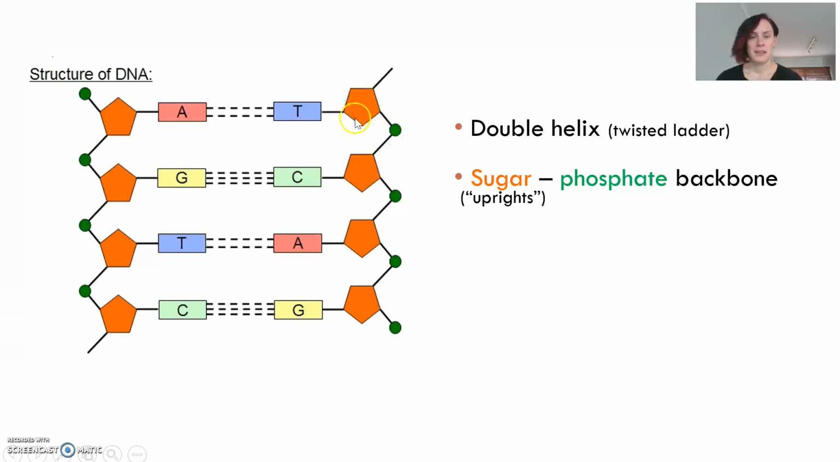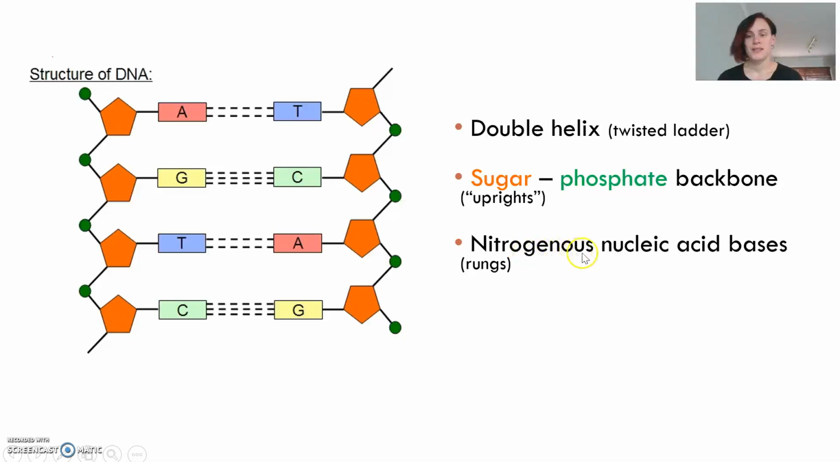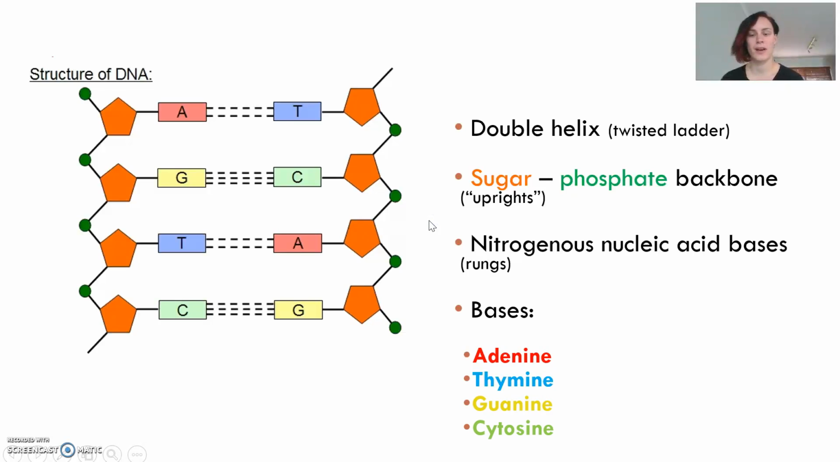You can see this nice little pentagon here is our sugar. Our green part is our phosphate, and you can see that the nucleotides are actually bonded there to the sugar. But there are nitrogenous nucleic acid bases. Really what we're looking at here is their main component is nitrogen, and these are the rungs. It's really important to understand that there are 4 rungs in DNA, 4 of those nucleotides: adenine, thymine, guanine, cytosine. The ine on the end is indicating that there is nitrogen involved.